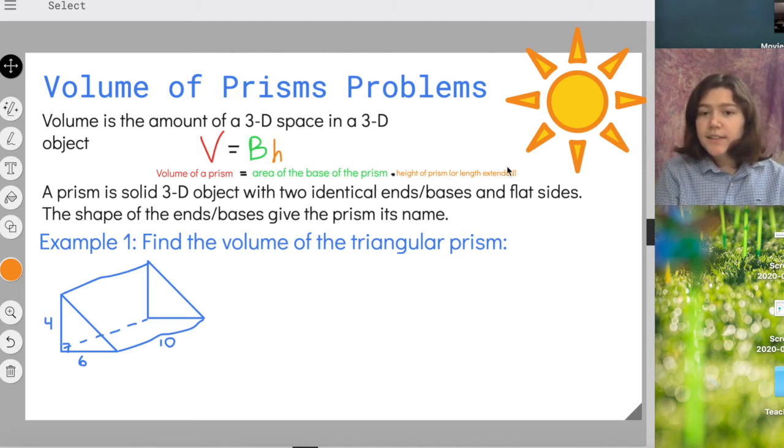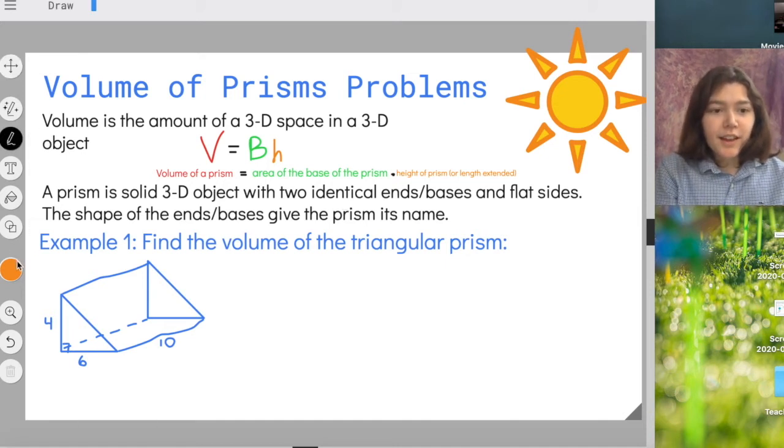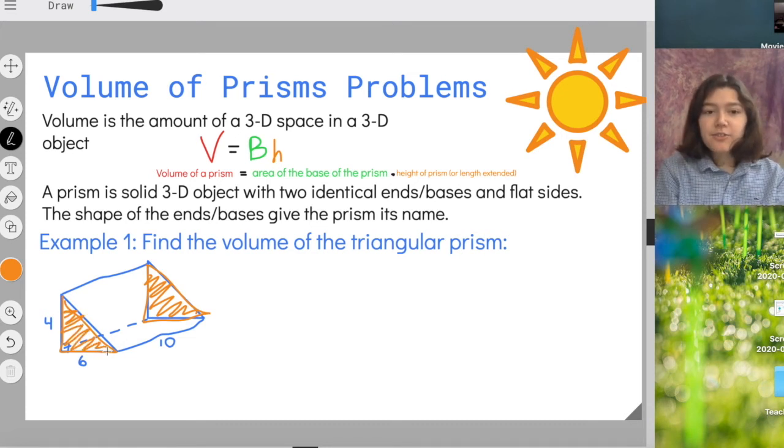Okay, so let's look at example 1. Example 1 says find the volume of the triangular prism. So here I have a triangular prism. I have this triangle, that is one base, and this triangle, that is another base. These are truly the whole triangle. I'm thinking really here about those areas. So I need to find the area of one of those bases and then multiply by the height.